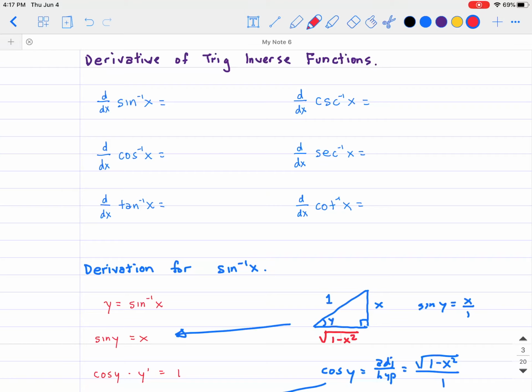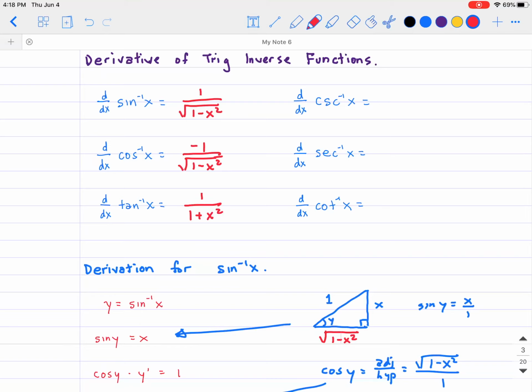Now, just to give them to you so that you can try it on your own, and also so that we can save a little bit of time, the derivative of sine inverse is 1 over the square root of 1 minus x squared, and that one we just proved earlier. The derivative of cosine inverse is negative 1 over the square root of 1 minus x squared. And there you can see what I mean when I say it's not too bad, because the derivative of sine inverse is just the negative of the derivative of cosine inverse. So if you can memorize one, you can memorize the other.